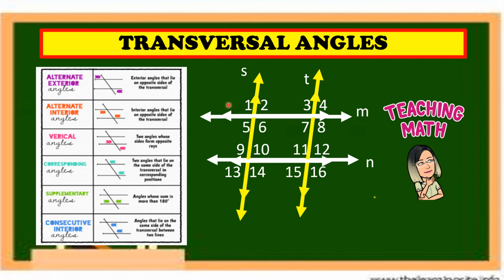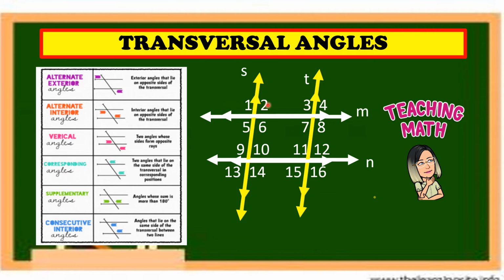So we'll be making use of lines S and T, and our transversal now is line N. We need to find the pairs of corresponding angles. Again, we'll make use of this one. What are the different corresponding angles in this figure? We have angle 1 and angle 3, angle 2 and angle 4, angle 5 and angle 7, angle 6 and angle 8. We have the interior angles. We have angle 2, angle 3, angle 7, and angle 6.